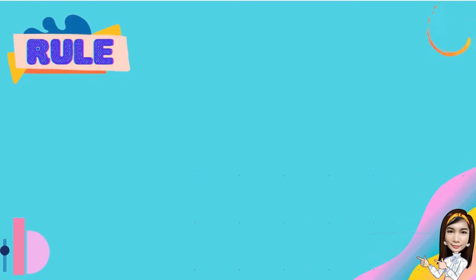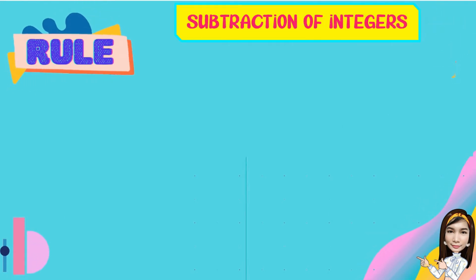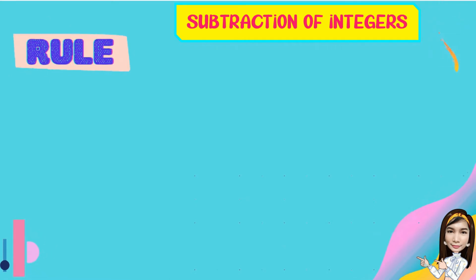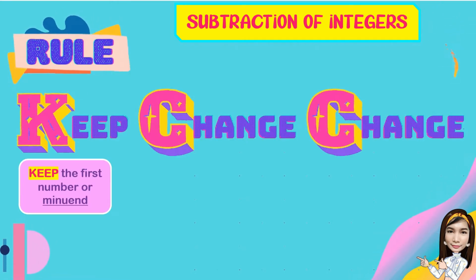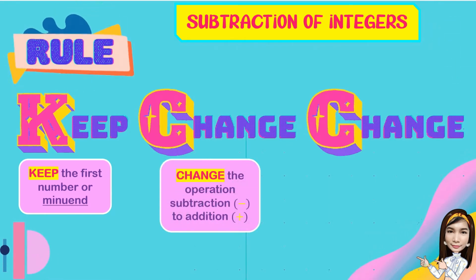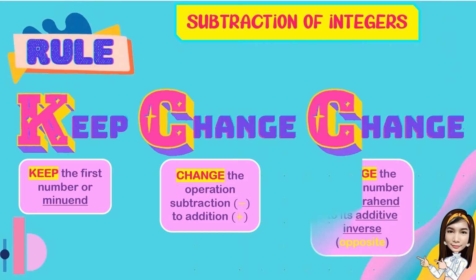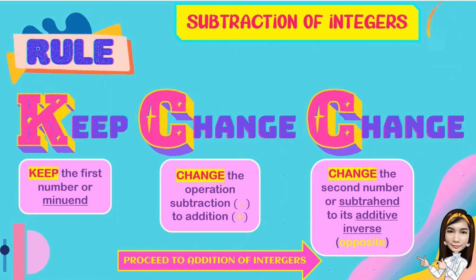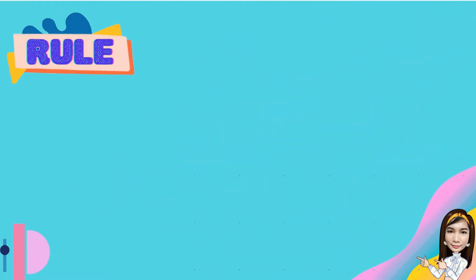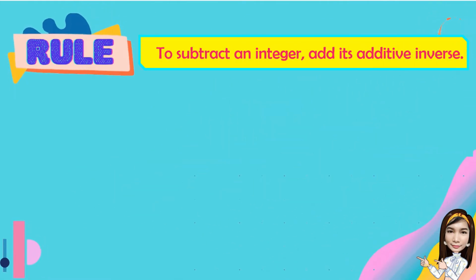So now, let's have the subtraction of integers. And the rule here is keep, change, change. First, we keep or copy the first number or minuend. Next, change the operation subtraction to addition. And last, change the second number or subtrahend to its additive inverse or opposite. And then, proceed to addition of integers. To subtract an integer, add its additive inverse.